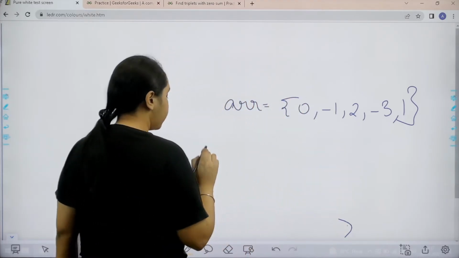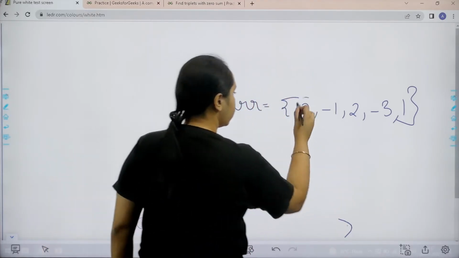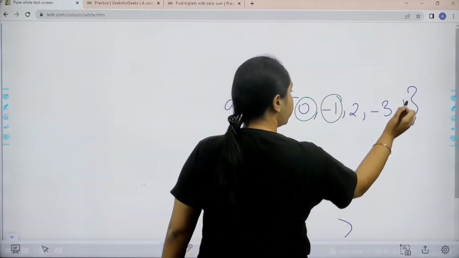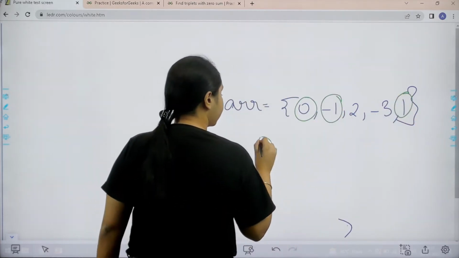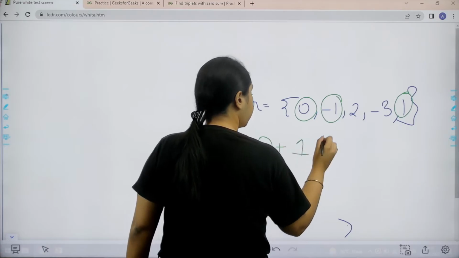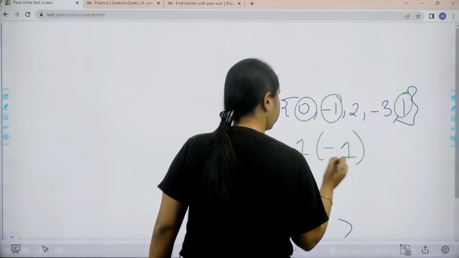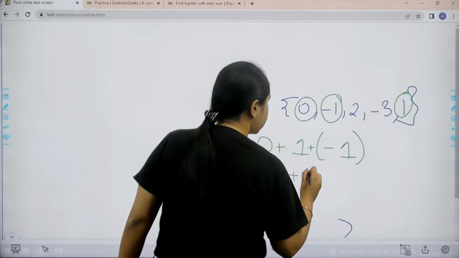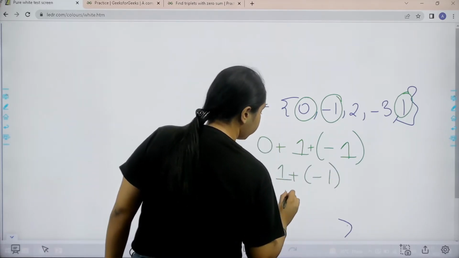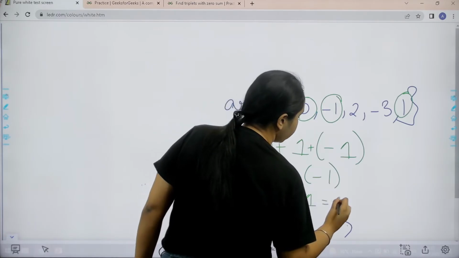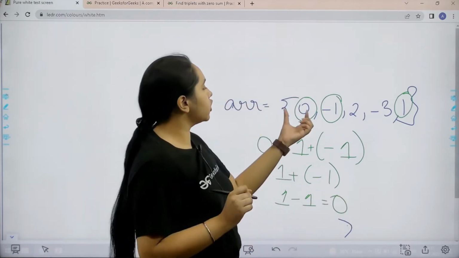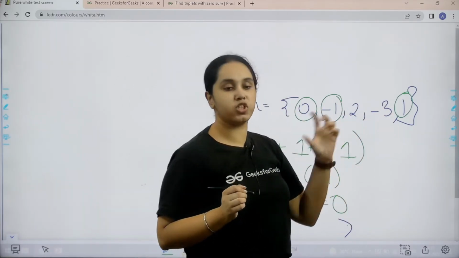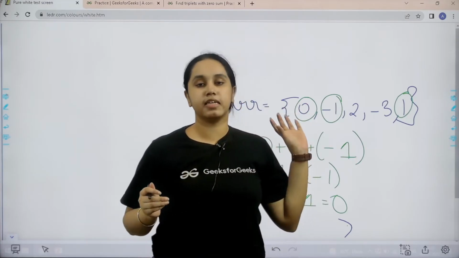So for example, let's say 0, minus 1 and 1. Now if I add them, 0 plus 1 minus 1. 0 plus 1 is 1 itself, plus minus 1, this would be 1 minus 1 and it would be equal to 0. So the combination of 0, minus 1, 1, which is a triplet, 3 values, is equal to 0.